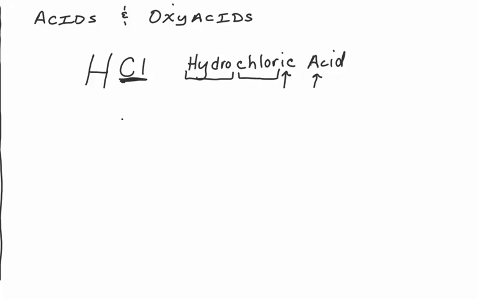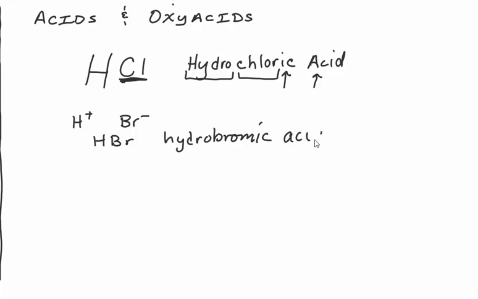So similarly, if we had a bromine anion, then we satisfy that charge with a hydrogen. We form what is called hydrobromic acid. If we have HI, this would be hydroiodic acid. So again, that's hydro, the nonmetallic root element name, then ic acid.